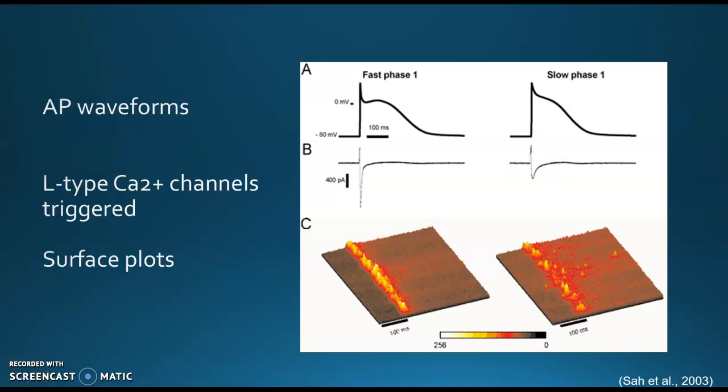At the very bottom of this figure, we see surface plots that show recruitment and temporal synchronization of calcium release in those myocytes. And what we see is when we have that fast phase 1 repolarization, we have ample recruitment and coordination of that calcium release, whereas if we do not have that fast first phase, then we see a loss of recruitment and then less synchronization of calcium release to start that excitation contraction coupling.